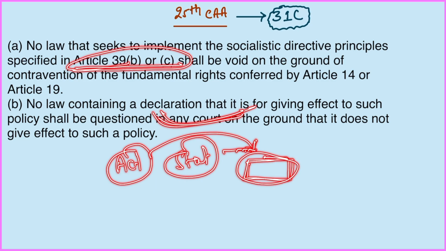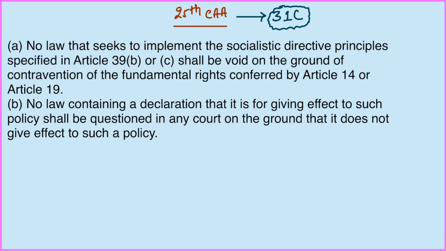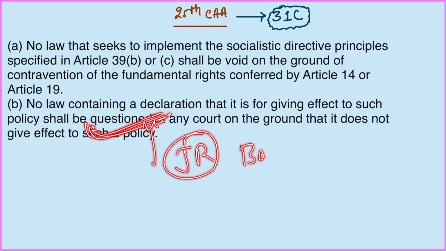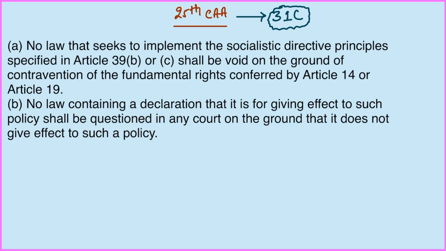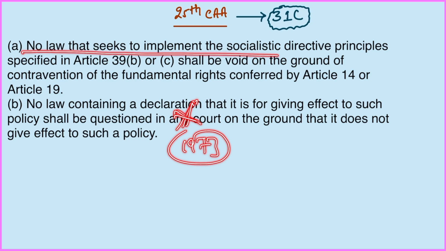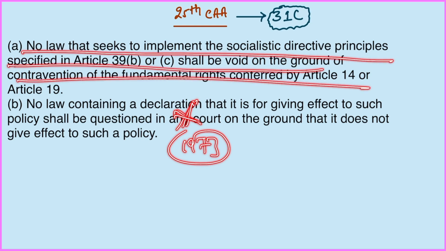This was problematic, right? So, in Keshwananda Bharati case, which dealt with many things, Supreme Court struck this down, saying that basically judicial review is basic feature of the Constitution and Parliament cannot take this away. Okay, just because in the declaration you are saying Article 39B or C is being implemented through this act. So, after being struck down by the Supreme Court in 1973, now only this provision is remaining in Article 31C.